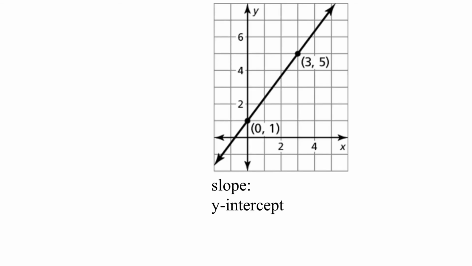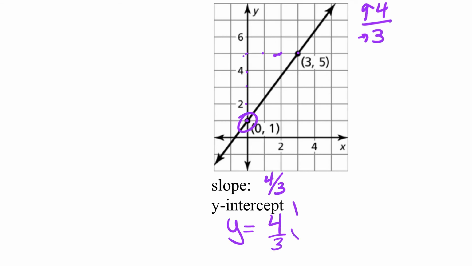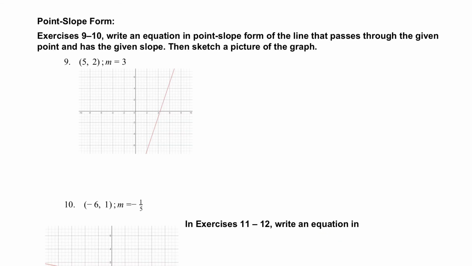In question 8, I need to calculate my slope, so I'm going to count from here, going up 1, 2, 3, 4. So I went up 4, and I'm going to go over 1, 2, 3 to the right. So my slope is 4/3, and my y-intercept is right here, and is at 1. So I'm going to put y is equal to 4/3x plus 1.